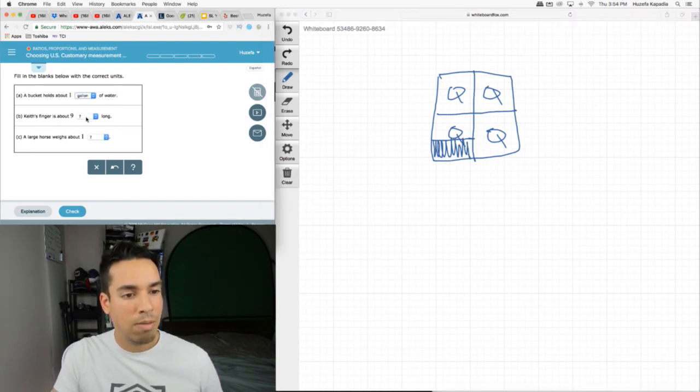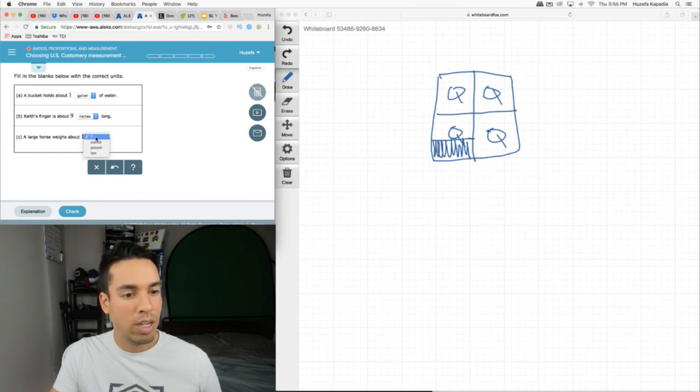Keith's finger is about how long? Well, feet, yards, and miles is definitely too long. 9 feet is taller than the tallest person, I think. 9 inches. However, 9 inches is not a realistic measurement for somebody's finger. More like 3 or 4 inches. So that's off, but that's going to be our only option.